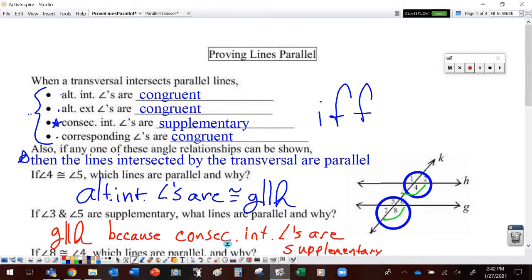Okay, because it works in both directions. Not only if we know the lines are parallel do we know these angle relationships, but if we know these angle relationships, then we also know that the lines are going to be parallel. So we've used that to find some pairs of parallel lines.